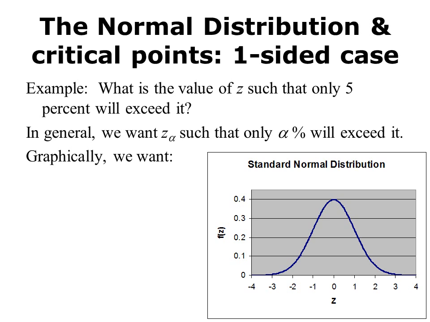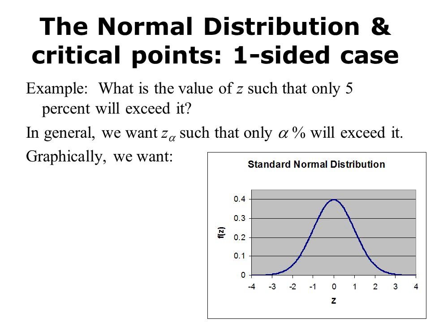There's another type of task that we look at with the normal distribution. We might be willing to design for the majority of the distribution, but recognize that we're not going to be able to economically accommodate some of the tails. So we might want to know, for example, what is the value of z such that only 5% will exceed it? Say we want to be able to accept 95% of cases, but recognize that 5% of cases are just going to be too expensive for us to accommodate.